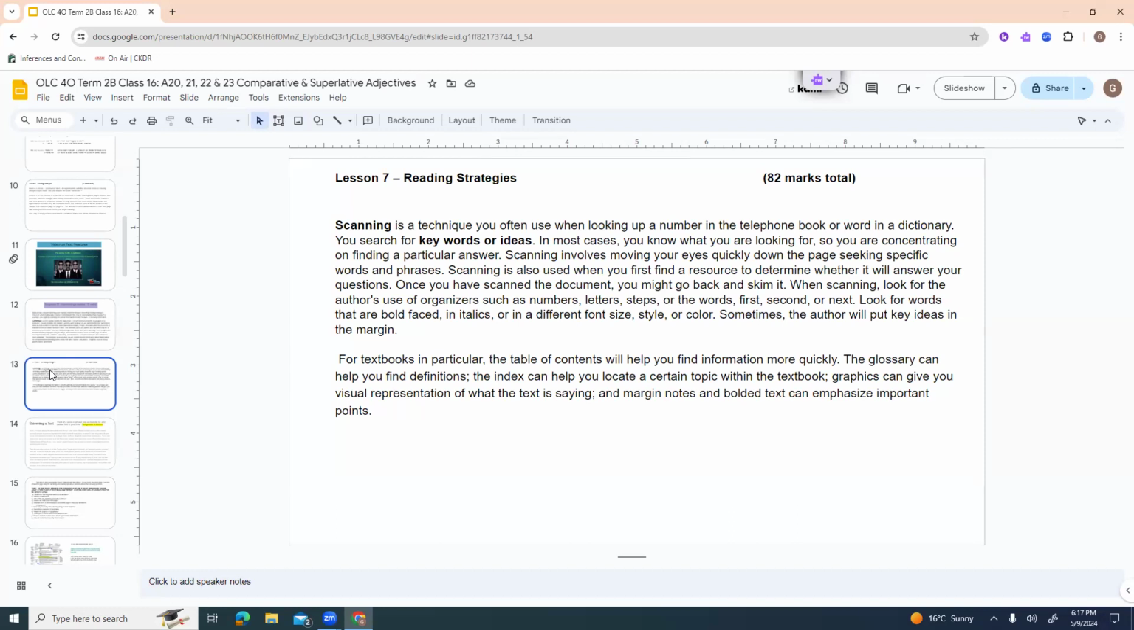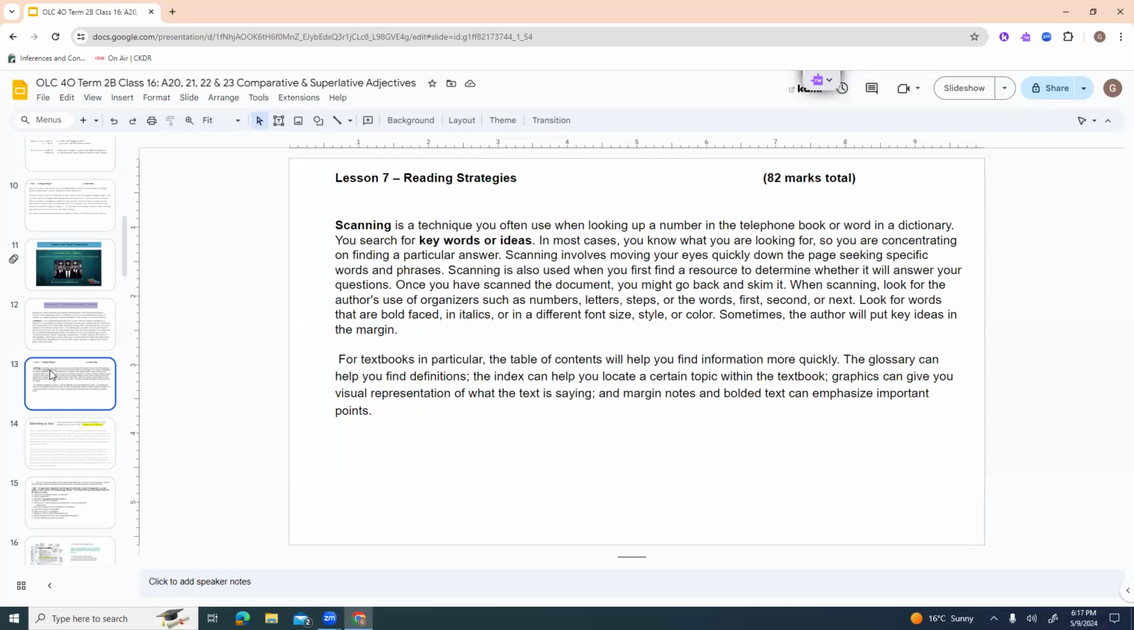It's usually when you're concentrating on finding a very specific answer. You're moving your eyes quickly down the page, looking for specific words, specific phrases. It's also used when you're first looking through a resource to try and determine whether it will answer your questions, right?